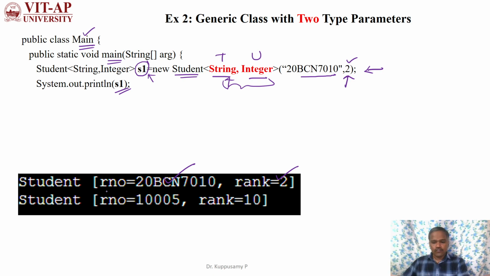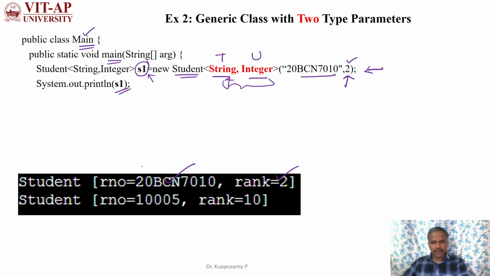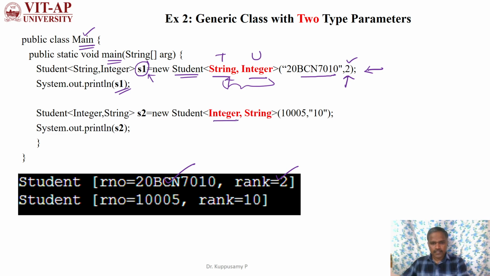Now, by using this same class I am passing a different combination. You see here I am passing an integer value first, a string value the second time. So T is now integer, U is now string, right? So I am passing an integer as the value for the first value. The roll number should be integer, and rank is now string. Okay, so a string is passing to the rank.